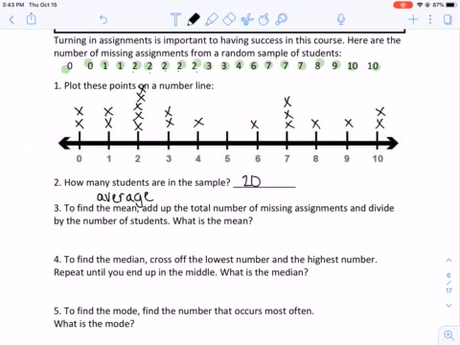We do our data. So we go 0 plus 0 plus 1 plus 1 plus 2 plus 2 plus 2 plus 2 plus 2 plus 3, 3, 4, 5, 7, 7, 7, 8, 9, 10, 10. So we add all of that together to figure out the total number of missing assignments.